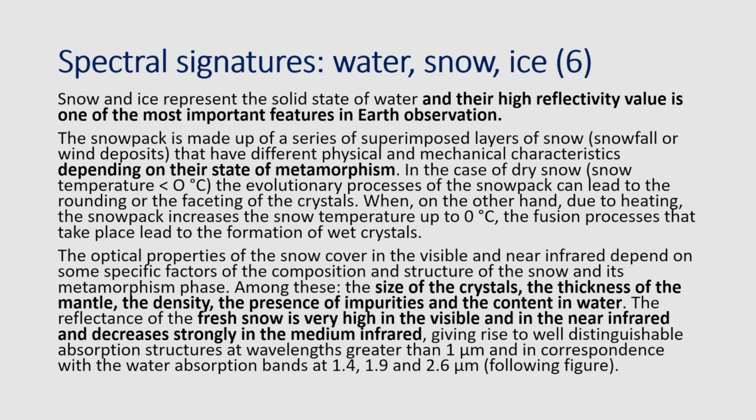Among these, the size of the crystals, the thickness of the mantle, the density, the presence of impurities and the water content. The reflectance of the fresh snow is very high in the visible and in the near-infrared and decreases strongly in the medium infrared, giving rise to well-distinguishable absorption structures at wavelengths greater than 1 micrometer and in correspondence with the water absorption bands at 1.4, 1.9 and 2.6 micrometers, following figure.